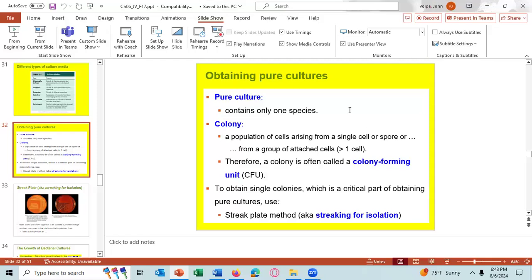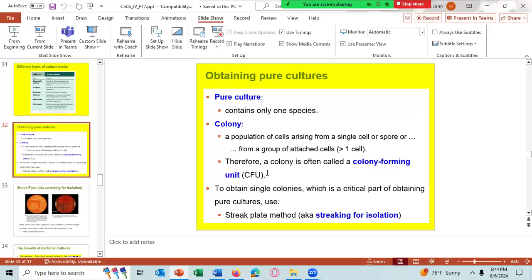A colony is a population of cells arising from a single cell or one spore or two cells or a clump of cells. So a colony can arise from a group of attached cells. And that's why when you first streak out a plate, I will warn you that about 30% of your colonies are not pure because they are started by more than one cell. And therefore we say that a colony is called a colony forming unit because it may be formed from more than one cell.